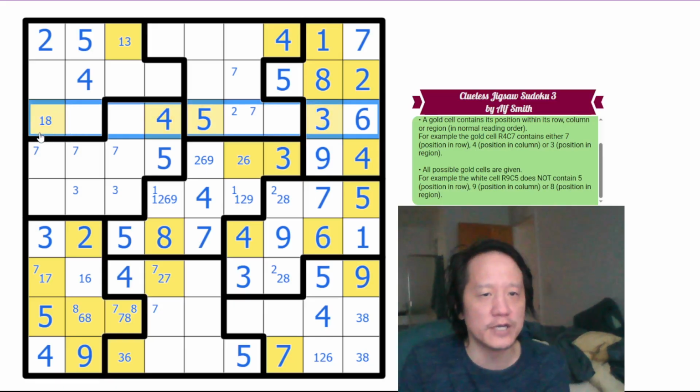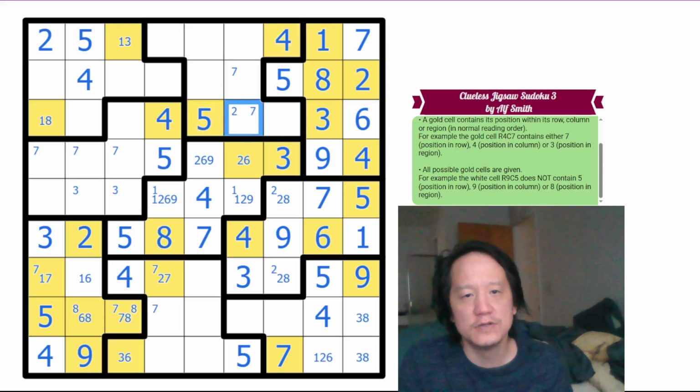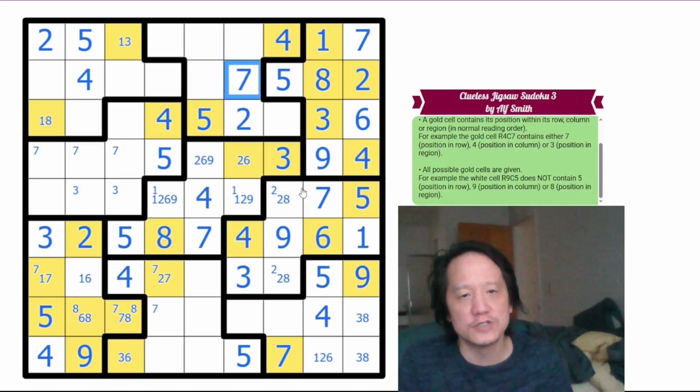Where's the 2 again in region 2? It has to be this cell. So this is 2, which forces this to be 7. This 2 eliminates 2 here, so it's 6, which eliminates 6 in the rest of the region. This can't be 2 because of the 2 in the column.